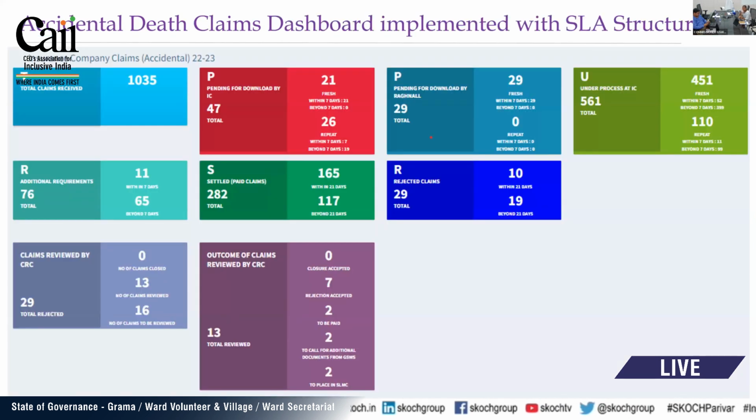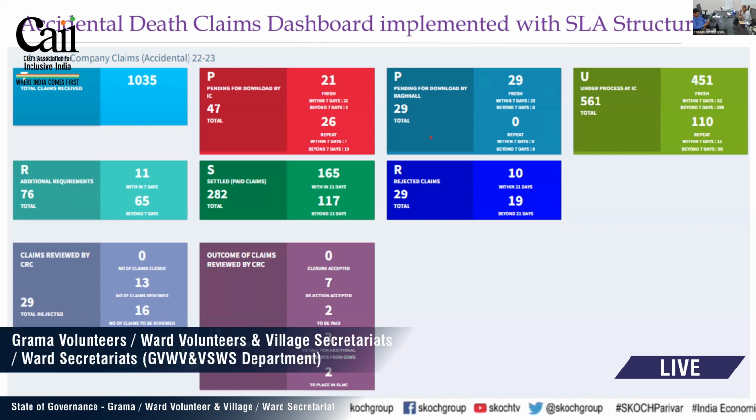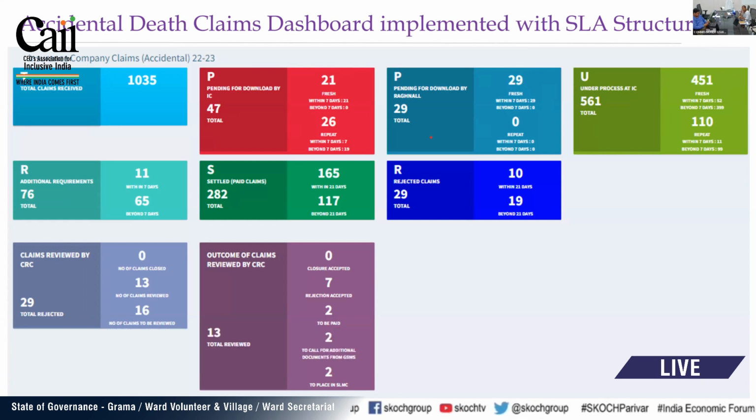So this is the dashboard. I'm giving a glimpse of how we have implemented the SLA structure. For example, the first thing is total claims received, that is the number of claims registered at our portal. And then what we have put is pending for download by the insurance company. We have kept how many are pending for download, so that it needs to be reduced; if it's going beyond the days, we can track that over there itself. And even pending for download by the insurance intermediary, we're also putting that as a column.